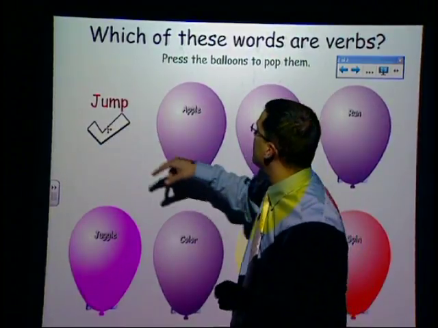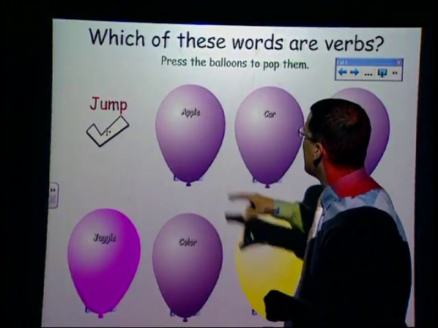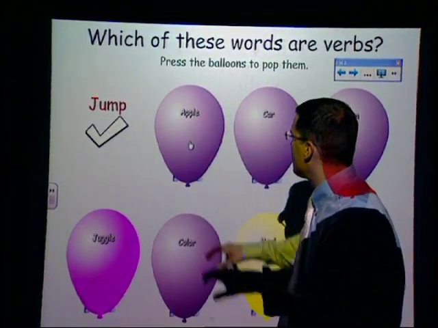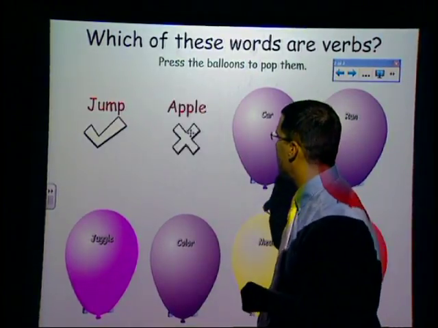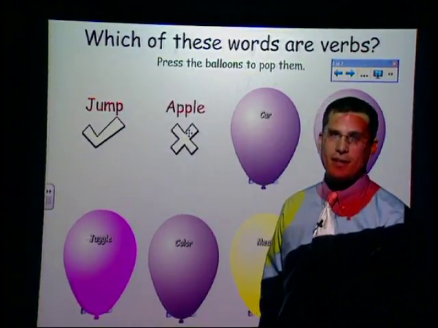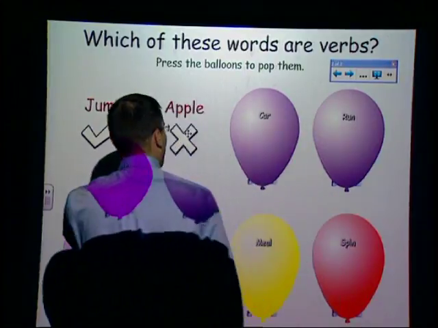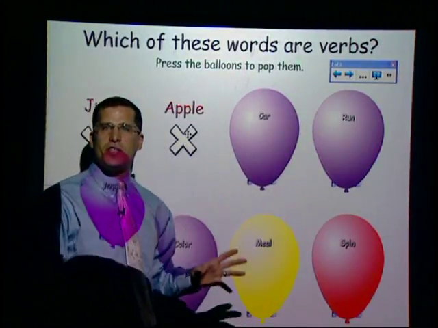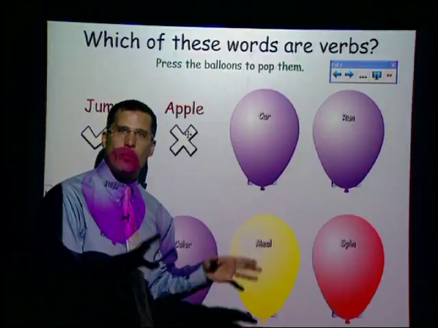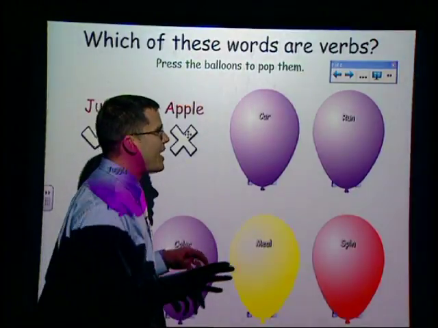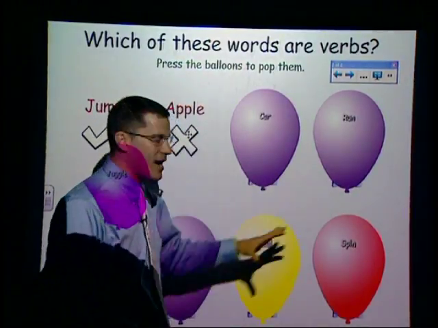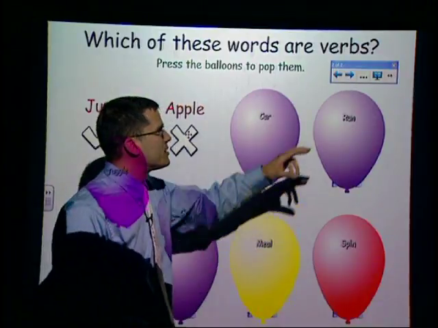Well, jump gives me a nice check mark. Sure enough, it is a verb. Apple, I think, is a verb also. Once again, I'm going to give it a nice hard tap. Apple, it turns out, is not, unfortunately. So I got a big X here. All of this was done for you. Now what we're going to do is take a look at how we can create one of these kinds of interactive media pieces ourselves.